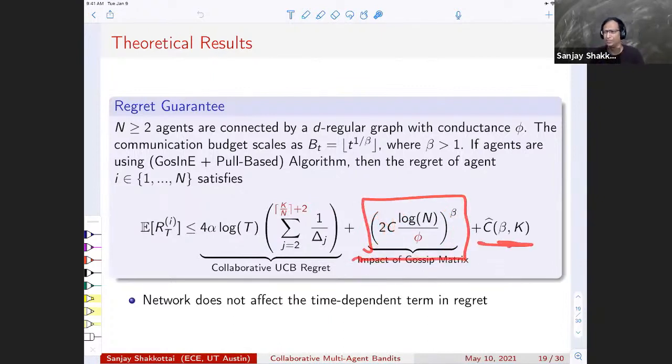The third term just depends on the number of agents. It does not depend on the number of arms. It's an agent independent concept. Okay.